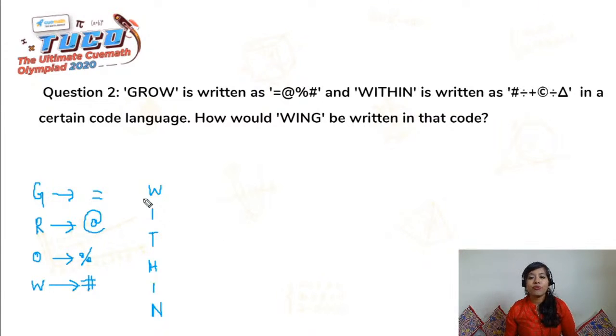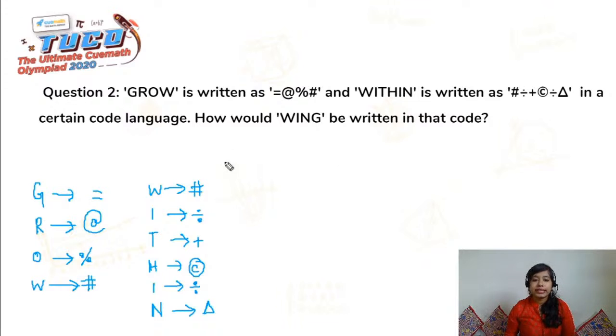As for WITHIN, I could see that W is mapped to hash. Just keep mapping the respective letter positions. First letter is W, first symbol is hash. Going ahead with the second one, I is mapped to division. The third one, T, is mapped to plus, and then H is mapped to the C symbol, I is mapped to division again, and we have N which is mapped to triangle. Now as for these mappings, we are supposed to figure out for WING.